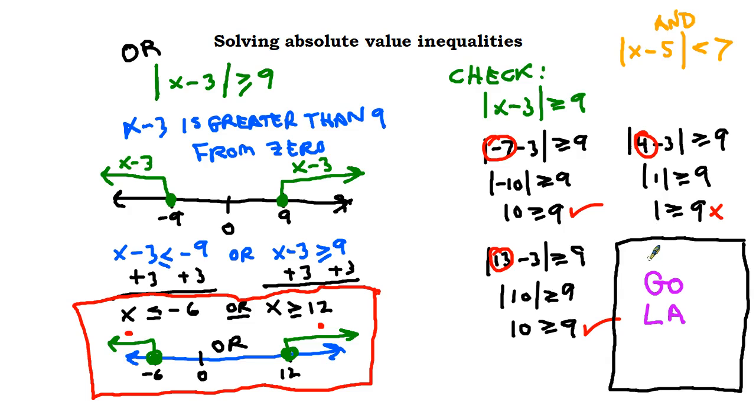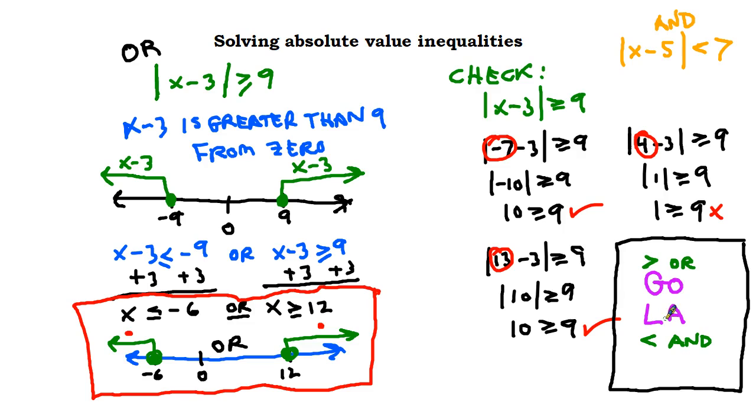Let's write that stuff out so that we don't forget. So this guy is related to the greater than symbol. That's where we get the G. And then the O stands for or. And this L stands for the less than symbol. That's where we get the L. And then the A is an and. So we're always going to have an and compound inequality if we have a less than symbol. And we're always going to have an or compound inequality if we have a greater than symbol.